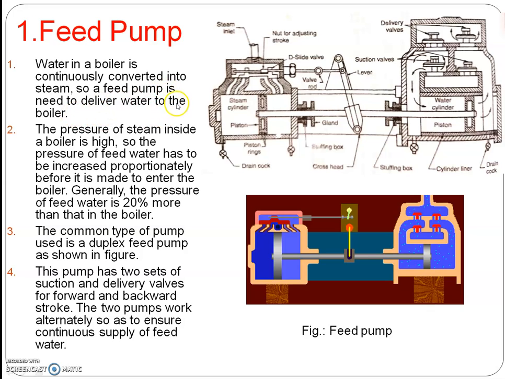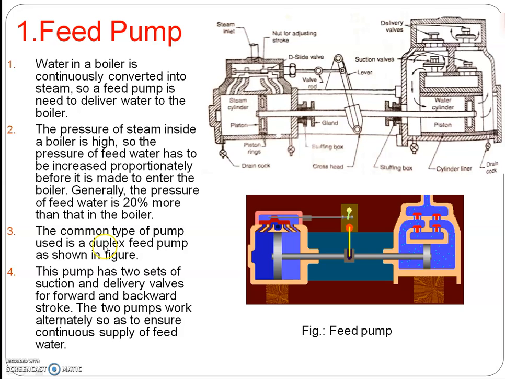In this feed pump, water in a boiler is continuously converted into steam, so the feed pump is needed to deliver water to the boiler. The pressure of the steam inside a boiler is high, so the pressure of the feed water has to be increased proportionately before it enters the boiler. Generally, the pressure of the feed water is 20% more than that in the boiler.